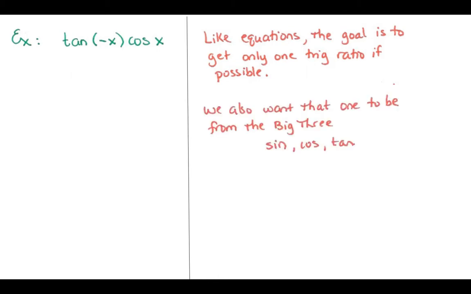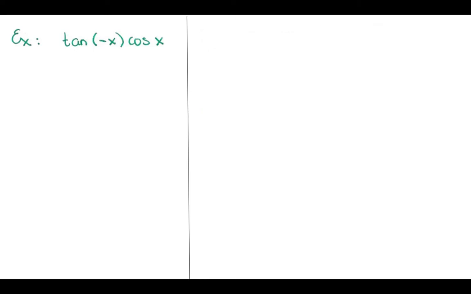And if we can make the final answer just have the big three, sine, cosine, and tangent, that just makes life easier for us as well, because sine, cosine, and tangent are on our unit circle, and sine, cosine, and tangent are buttons on our calculators. If we can try to get everything to a sine, cosine, or tangent, especially sine or cosine, that's going to be a really good thing. So keep those goals in mind. Try to get one ratio, try to make it sine, cosine, or tangent.